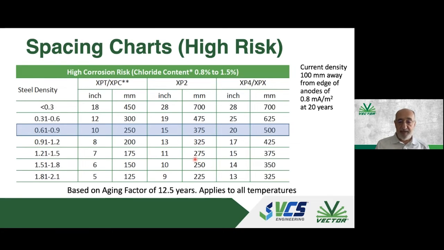Okay, so these tables are based on, for this particular one, a high risk, which is 0.8 to 1.5% chloride. It's for 20 years, and it's 100 millimeters away from the edge of the patch, and is the table that applies to that. There are other tables for each of the risk categories: low, medium risk, high risk, and extremely high risk, and that's all in our data sheet. But like I say, you could estimate it roughly by just doing what I did before. I don't want to go through it again.